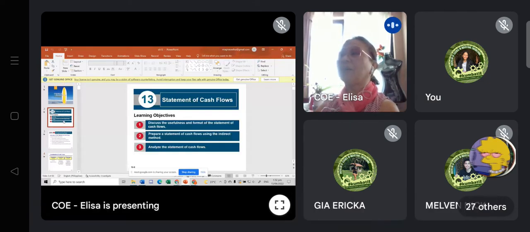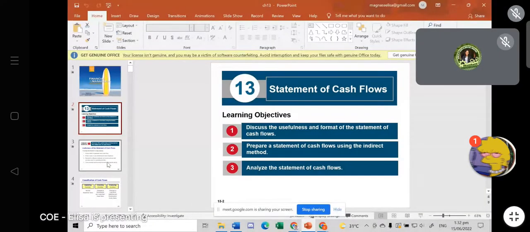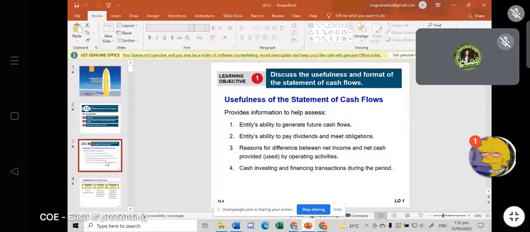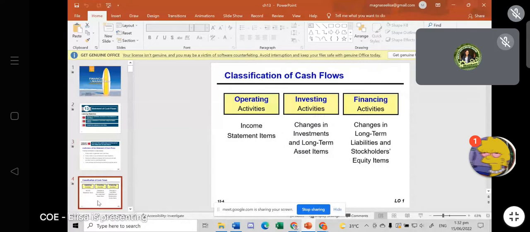Balikan na ko. Okay. So, anyway, ang atong learning objectives, 1 and 2 only. And then, these are the usefulness of the statement of cash flows. Ito na lang na-discuss. And these are we need to classify our cash flows as to operating, investing, and then financing activities.